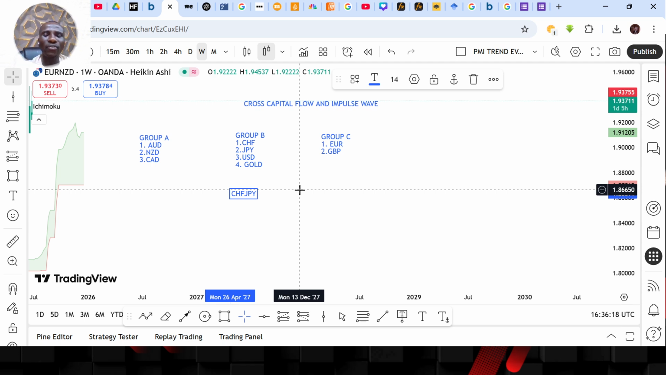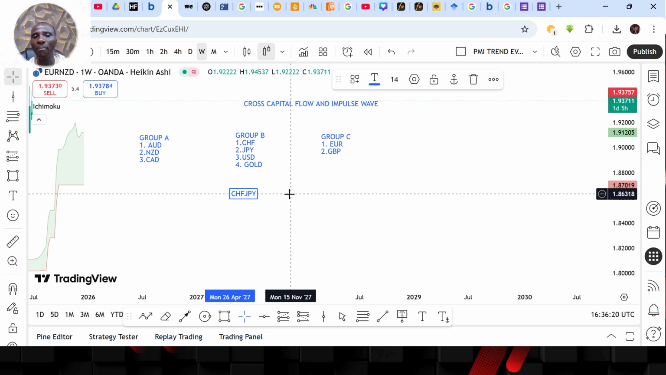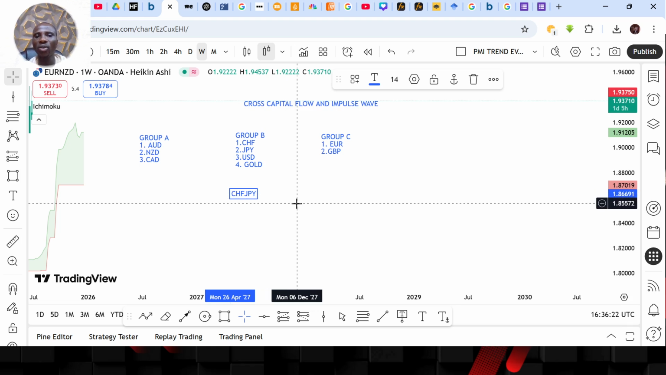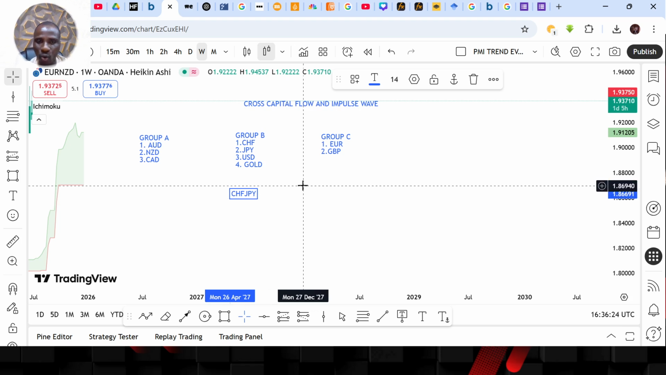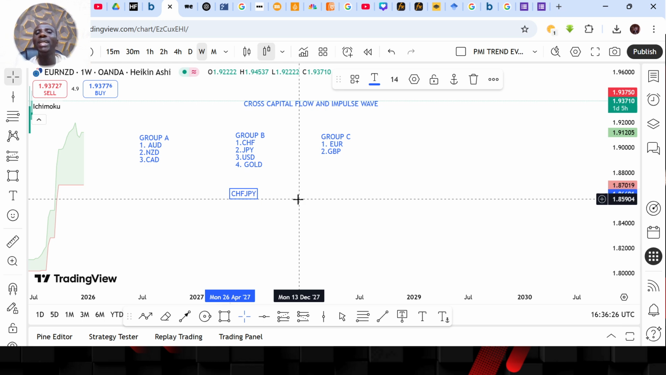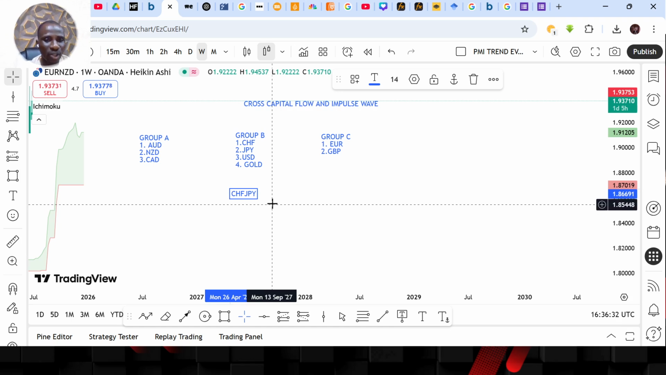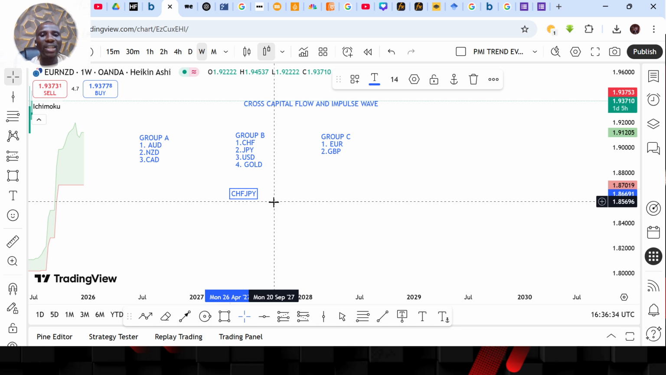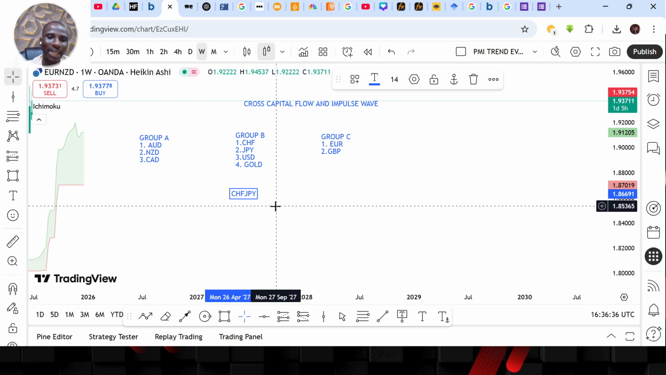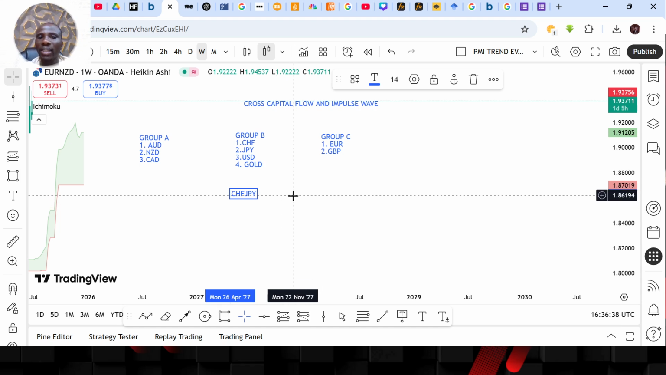But it's important for you to know that if there is no cross capital flow, taking a trade at a particular point in time might not give you the required result. First, it's not going to give you the move you are looking for. Second, it might not get to your desired target. This is very important now.